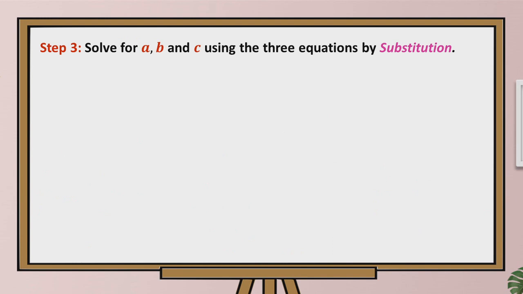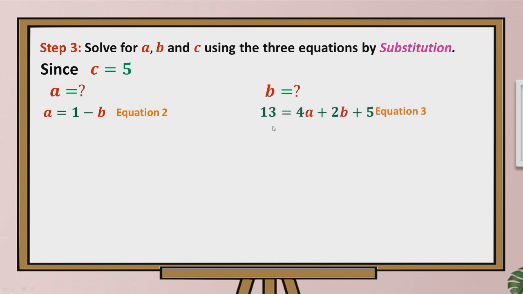So now for step 3, we are going to use those three equations and solve for the values of a, b, and c. Since in equation 1 we are already given the value of c, which is equal to 5, what we need to do is solve for the values of a and b. For a, we are given equation 2, which is a equals 1 minus b, and for b we will use equation 3, which is 13 equals 4a plus 2b plus 5.